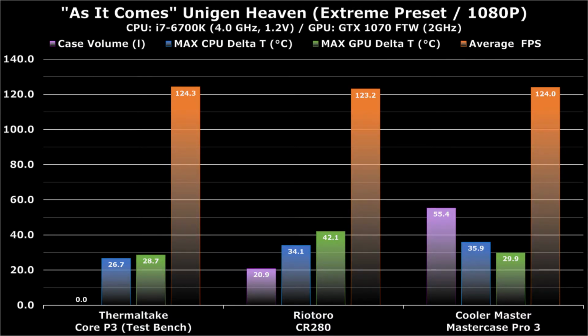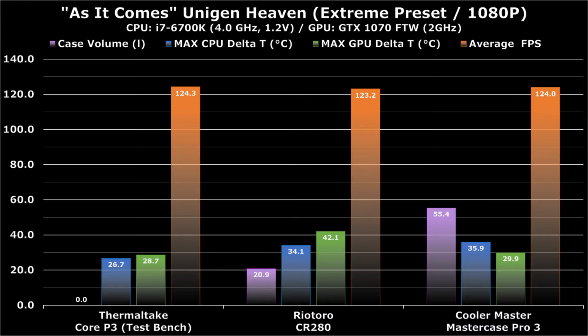Okay, this next one I'm a little bit more concerned about, a little bit more confused is probably a better way of putting it. So if you check out the Thermaltake Core P3 test to the left, it shows the CPU is cooler than the GPU, and that's what you expect as well with the Riotoro CR280, same situation, CPU is cooler than the GPU. Go over to the Mastercase Pro 3 and you can see that the CPU is hotter than the GPU.